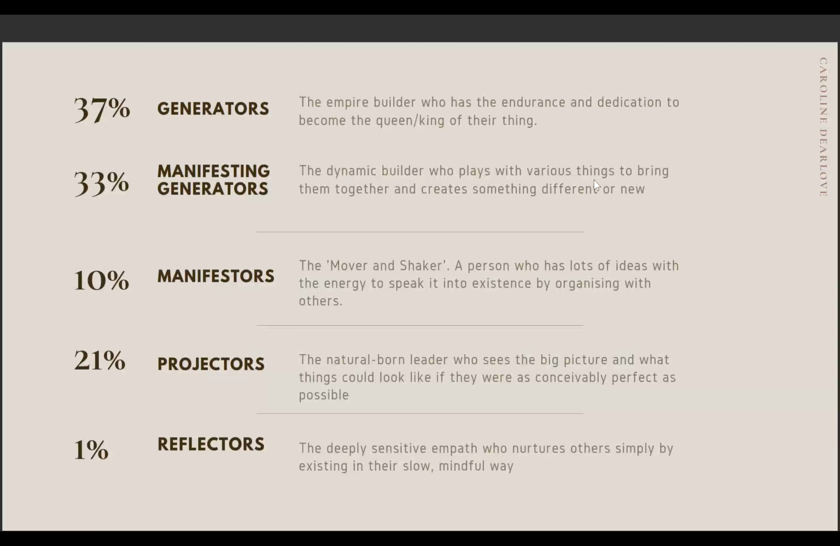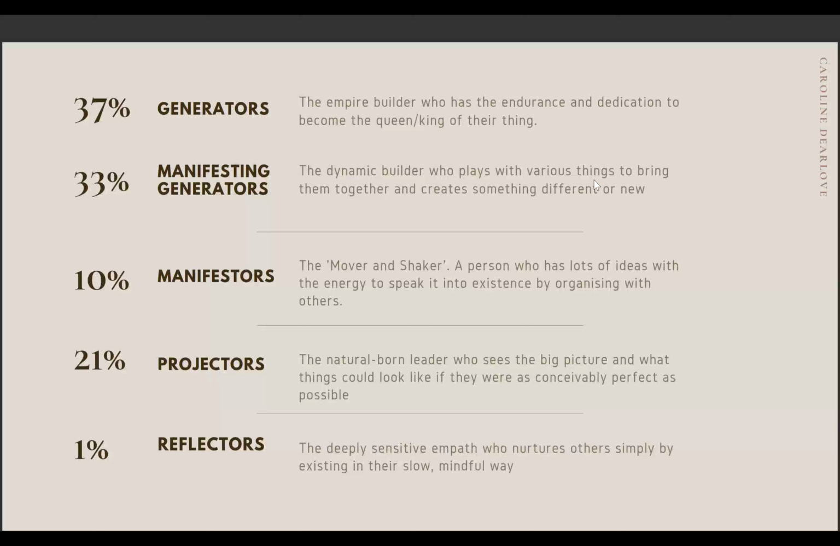Now you can see by the percentages along the side that the generators and the manifesting generators are a significant amount higher. So you're going to come across more generators and manifesting generators than any other type. The generators are the empire builders. Generators have endurance and dedication to become the king or queen of their thing. You've got the manifesting generators. They are the dynamic builders who play with various things and bring them together to create something different or new.